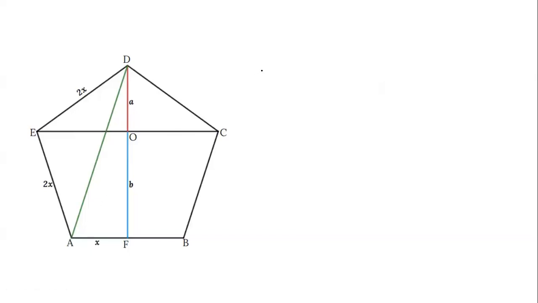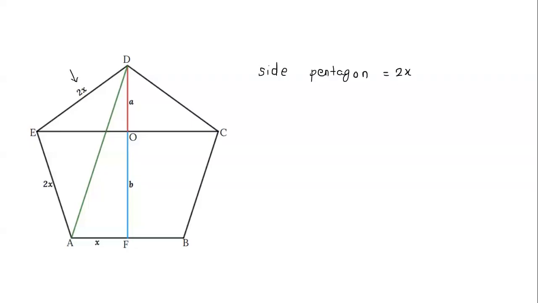In this figure, let's assume the side of the pentagon is equal to 2 times x. So this is the side. So this will be 2x and this will also be 2x because it is a regular pentagon. So all sides are the same.